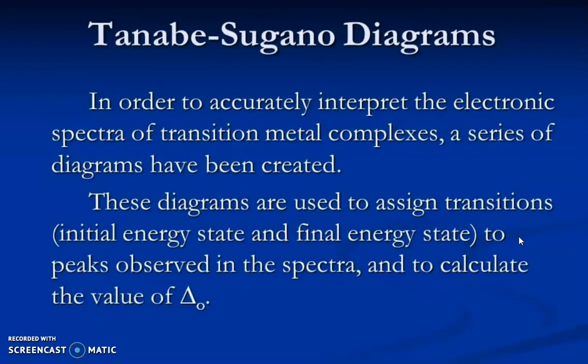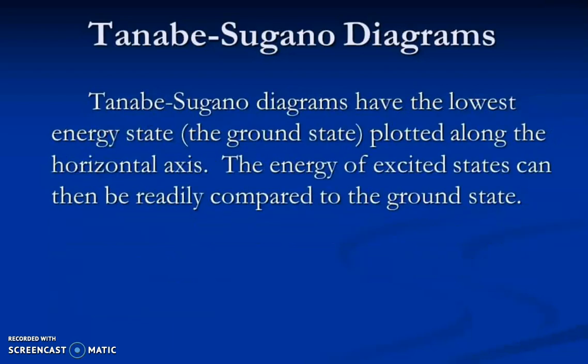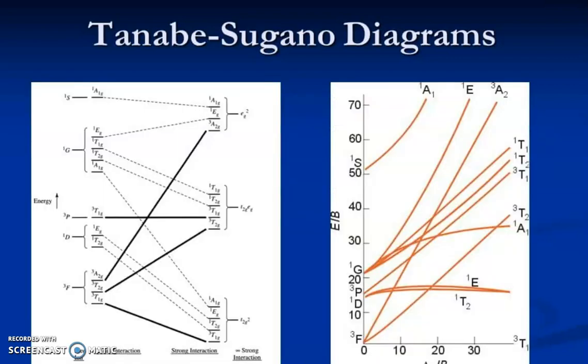Now friends, Tanabe-Sugano diagram. What is a Tanabe-Sugano diagram? In order to accurately interpret the electronic spectra of transition metal complexes, a series of diagrams have been created, and these diagrams are used to assign transitions, initial energy state and final energy state, to peaks observed in the spectra, and to calculate the value of delta naught. Now, Tanabe-Sugano diagrams have the lowest energy state, the ground state, plotted along the horizontal axis. The energy of excited states can then be readily compared to the ground state.